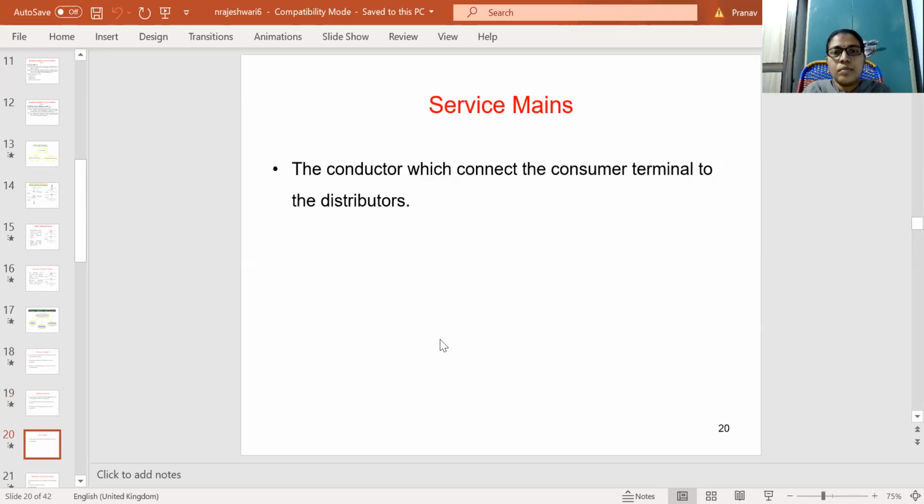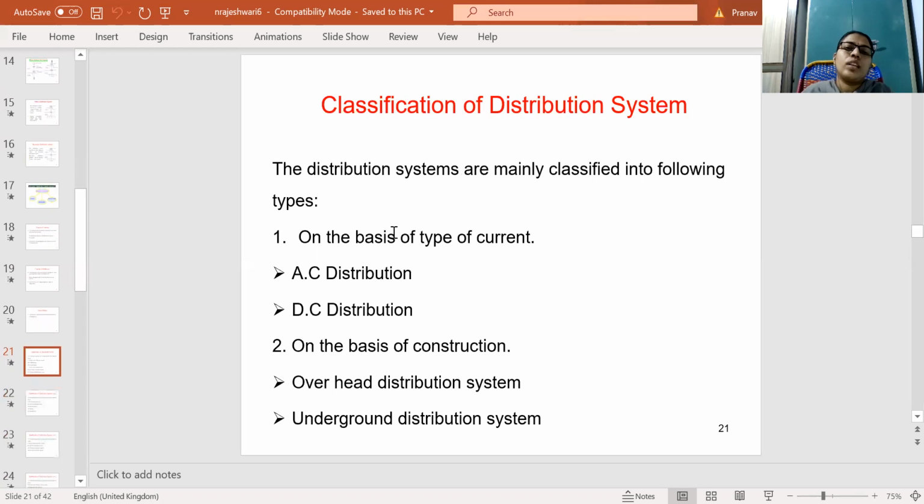And coming to the service mains, the conductor which connects the consumer terminal to the distributor terminal is nothing but the service mains. This is the service main. And coming to the classification of distribution systems, the distribution systems are mainly classified into the following types on the basis of the type of current, construction and other factors.